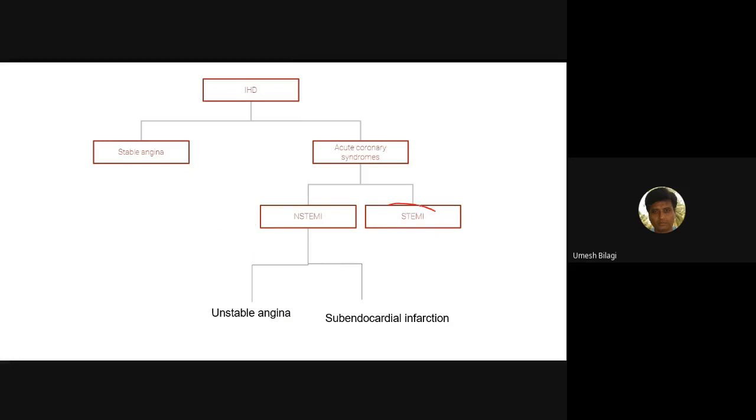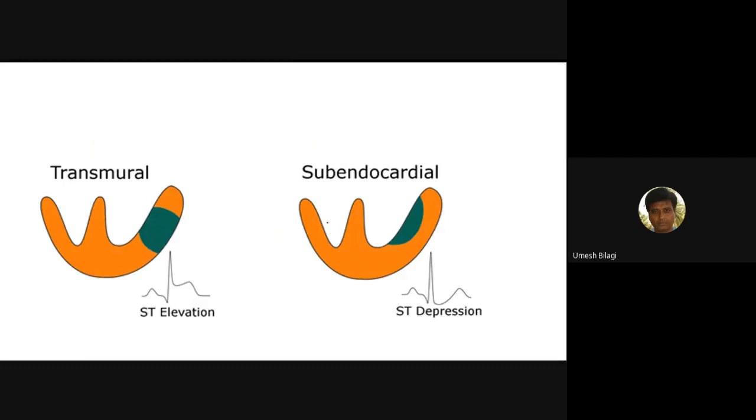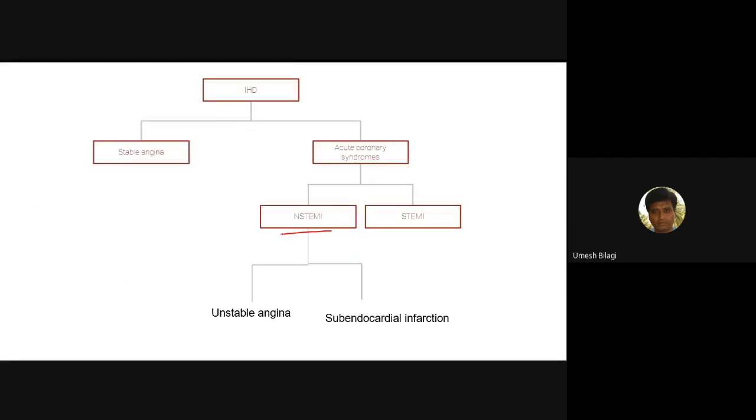In STEMI there is ST elevation, whereas in NSTEMI there is no ST elevation. Not necessarily should there be ST depression. It only says non-ST elevation MI. The patient can present with just T wave inversions. There may not be ST depression, but more often there will be. But definitely there is no ST elevation. Why is this important? NSTEMI and STEMI. I'll come to stable angina.